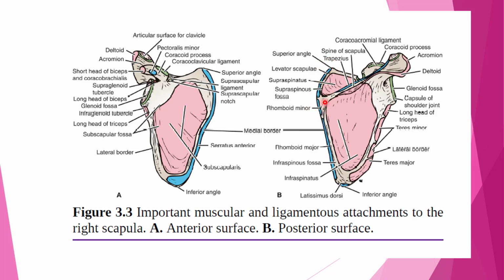Okay, then there is rhomboids minor. Just like here, teres minor is coming first, so here rhomboids minor is coming first. The rhomboids minor muscle is inserted into the dorsal aspect of the medial border, opposite the root of the spine of the scapula. This is rhomboids minor. Below the rhomboids minor, there is rhomboids major muscle. This rhomboids major is inserted into the medial border, dorsal aspect, between the root of the spine of the scapula and the inferior angle. Okay, this is rhomboids major muscle.